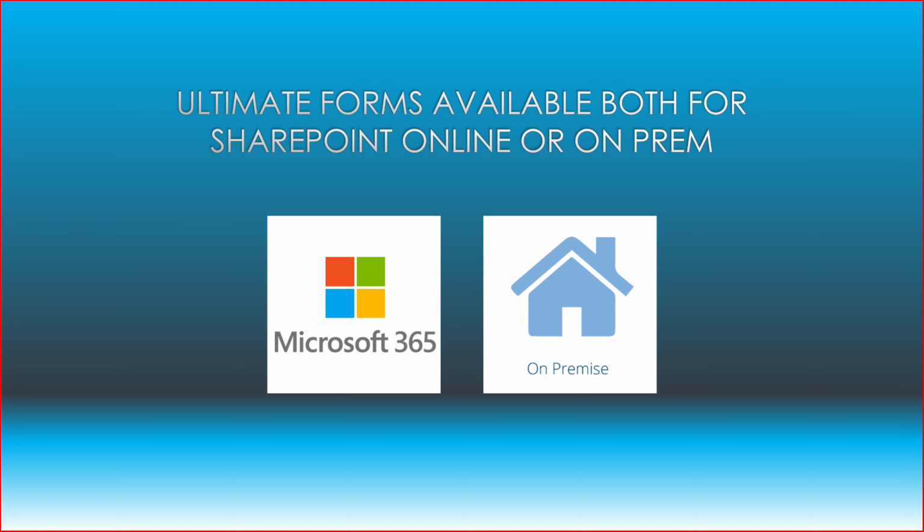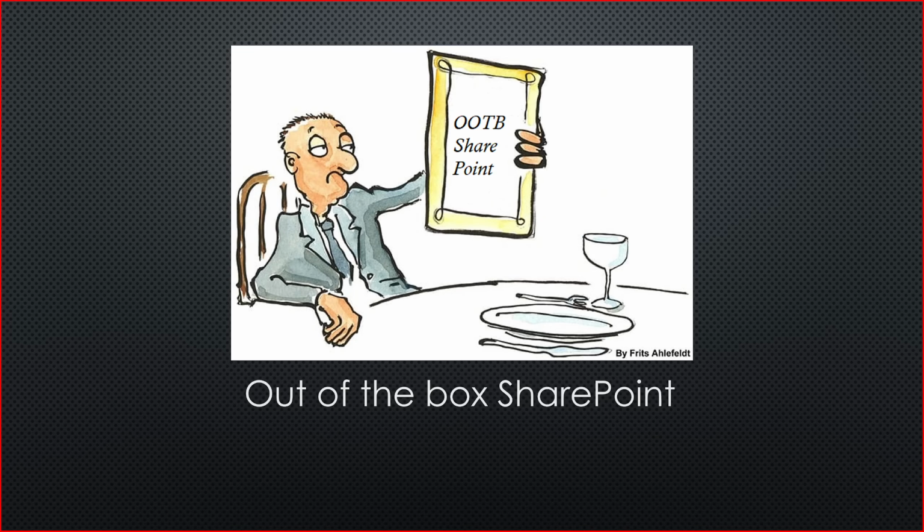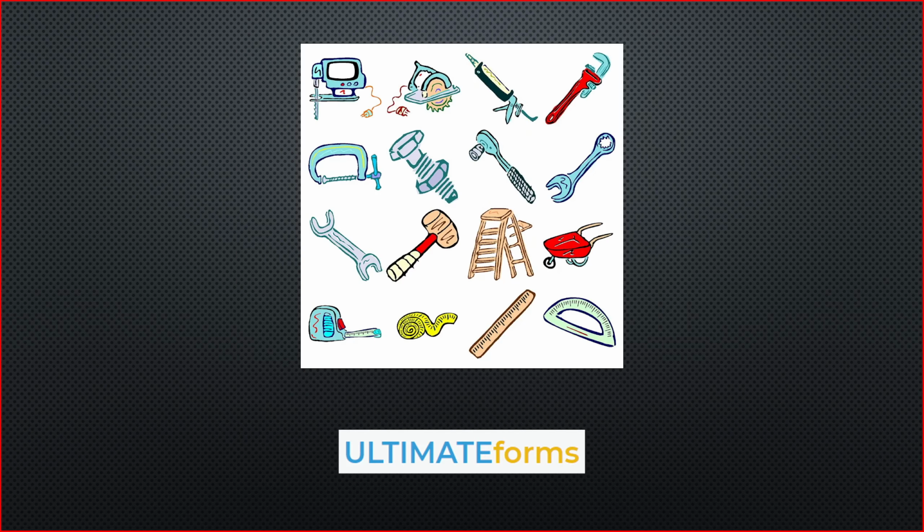So I mentioned Ultimate Forms is available both for SharePoint Online and for on-premise SharePoint. So no matter what version of SharePoint you use, you can gain access to these tools. Out of the box, SharePoint is a little bit plain. It is lacking things that you're going to want to be able to do. So you certainly can't do anything like we're going to show in today's presentation in terms of having a check-in system without some extra tools available. That's what Ultimate Forms is all about. It adds tools to your SharePoint environment that allow you to do custom forms and custom solutions, including email notifications, and be able to build that all yourself without having to do code.